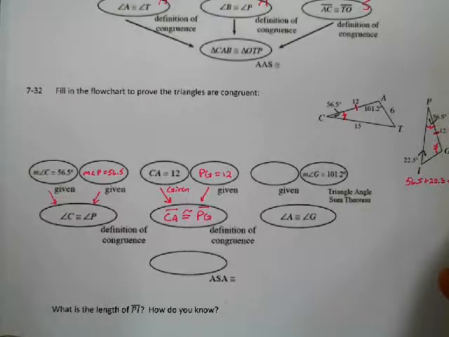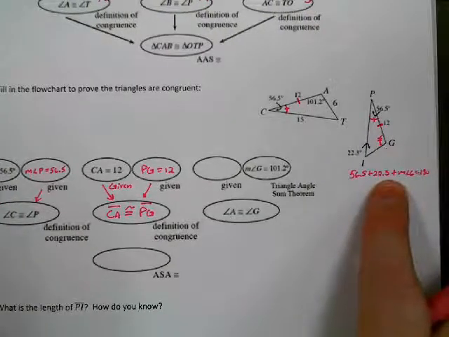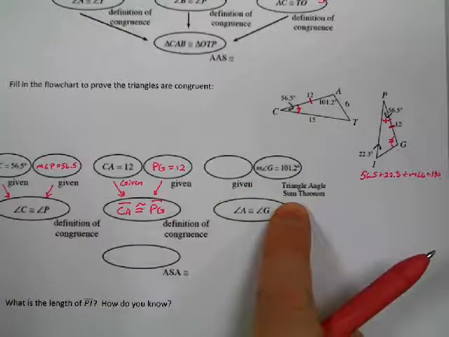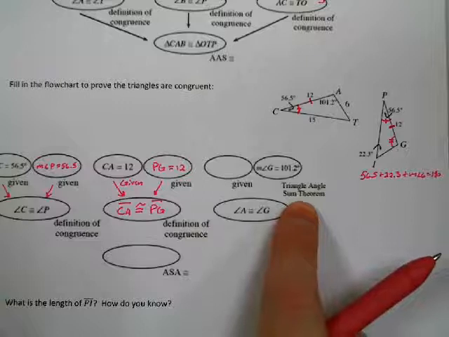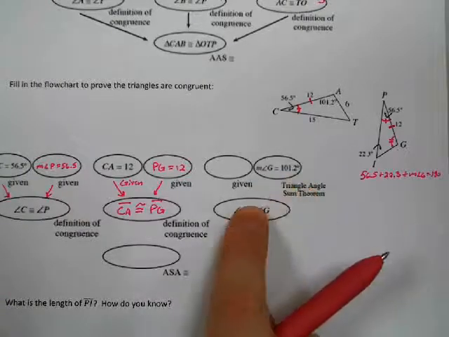So they're saying, hey, I did some work over here. I worked it all out, and I found out the angle G was 101.2 by the triangle sum theorem. See, there's a reason for it. We can't just assume everybody knows what we're doing. We have to tell them why we did it.